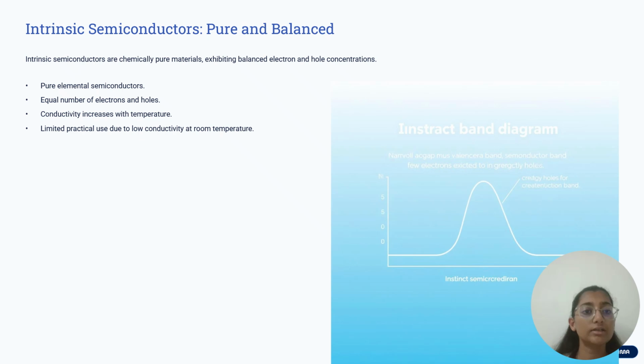In semiconductors, there are two types: one is intrinsic and another one is extrinsic semiconductor. Intrinsic semiconductor means it is completely pure. That means both the electrons and holes are equal in number. These are also called pure elemental semiconductors. In this, conductivity increases with temperature. Limited practical use due to low conductivity at room temperature.